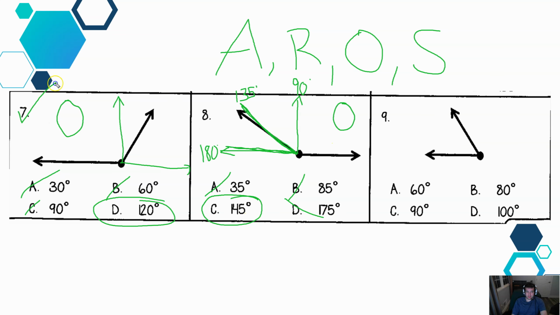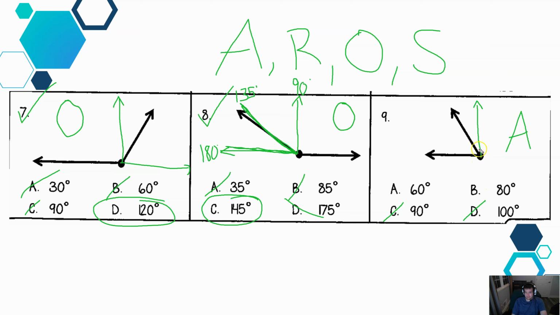How you doing so far? Hopefully we got both those right. Let's look at number 9. Here's my 90 degree mark. I can tell already that it's less than 90 degrees, so we would say it's acute. It's definitely not D then, that's obtuse. It's definitely not C because it's not exactly 90 degrees or a right angle. And then we're just left with A, which is 60 degrees, or B, which is 80.